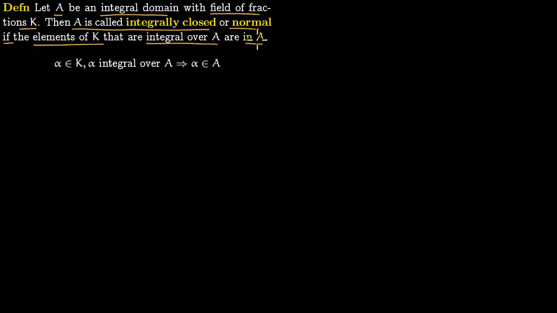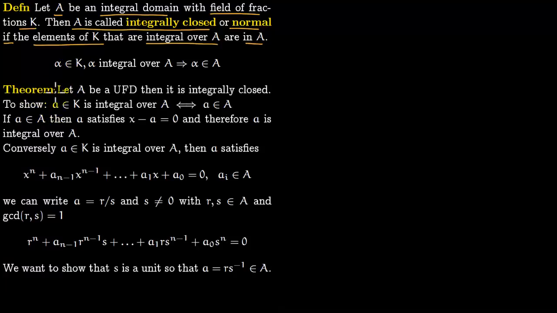More succinctly, say you take an element alpha in K, which is the field of fractions of A. Then alpha being integral over A would imply alpha is in A, for integrally closed or normal A. Now we come to the big theorem of this lecture. Let A be a unique factorization domain, then it is integrally closed.